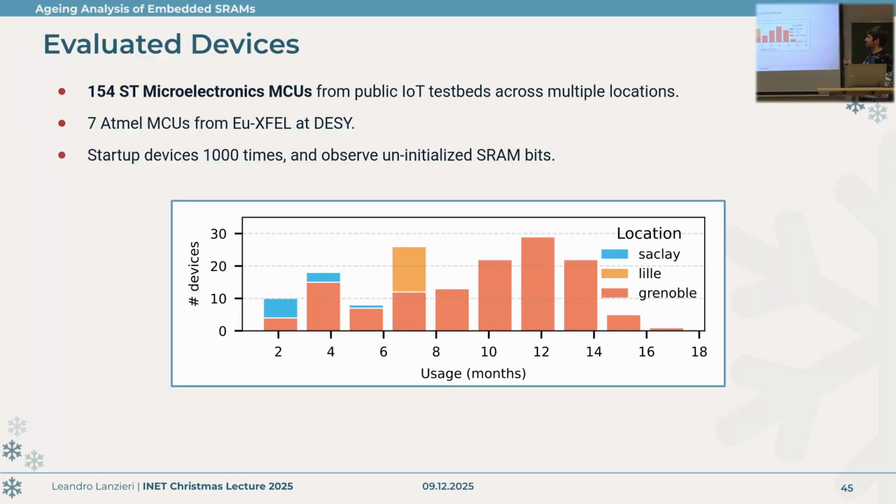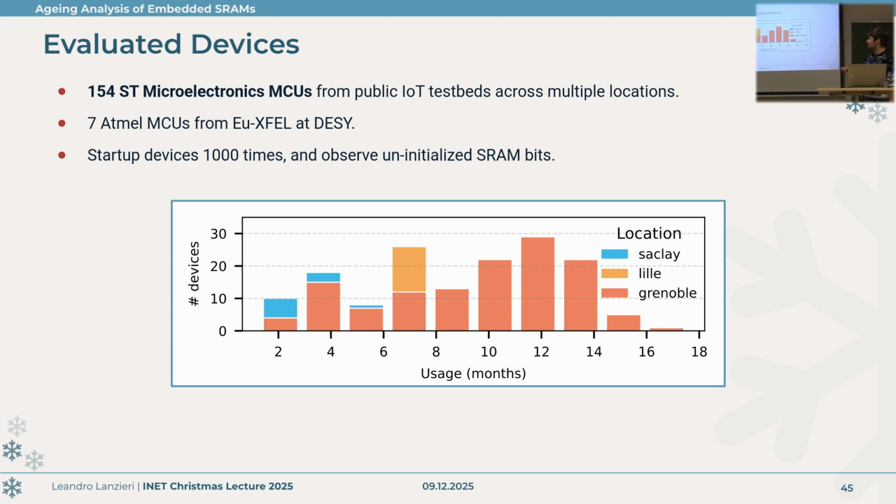We evaluated multiple devices, 154 ST microelectronics microcontrollers from some public testbeds, the IoT Lab testbed, and also some microcontrollers from the European XFEL at DESY. We took all the microcontrollers and basically turned them on 1,000 times, each of them, and looked at the SRAM values at startup. This is the distribution of usage of the different devices that we looked at.